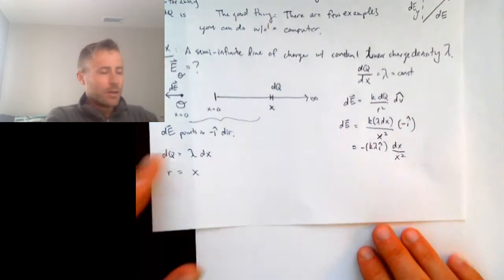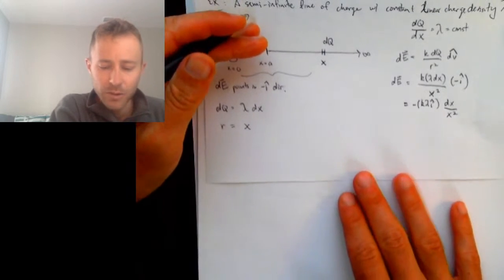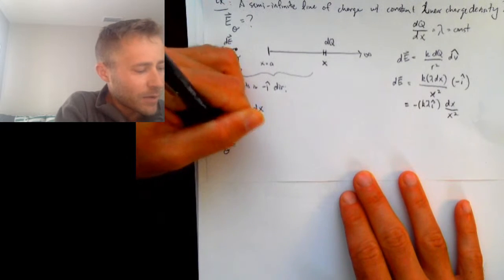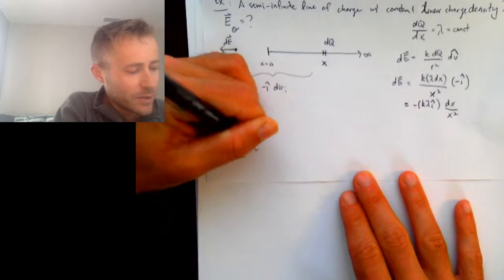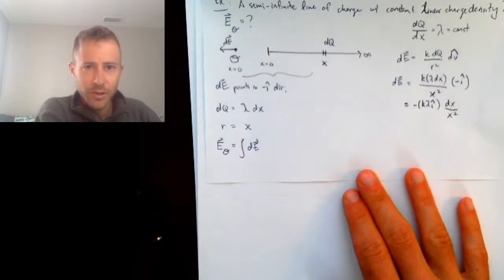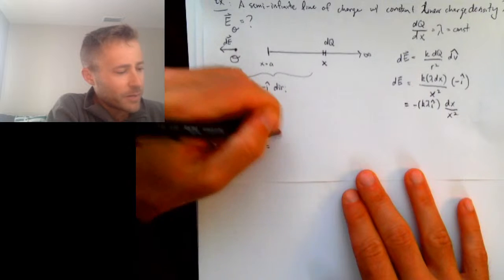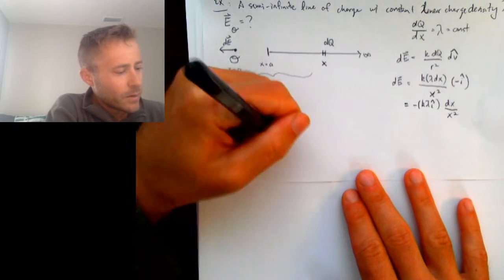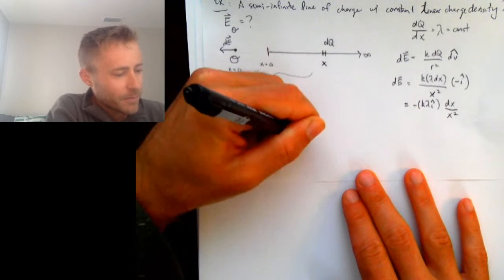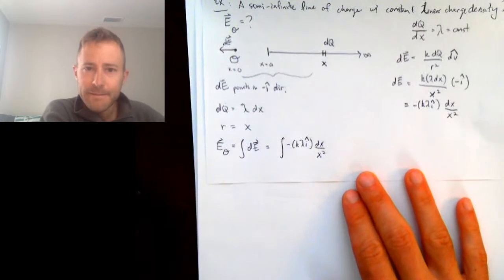So now, to get my total electric field at the origin, I've got to integrate the infinitesimal electric fields due to all the infinitesimal pieces of charge within this semi-infinite line. So I'm going to integrate negative k lambda i hat times dx over x squared.